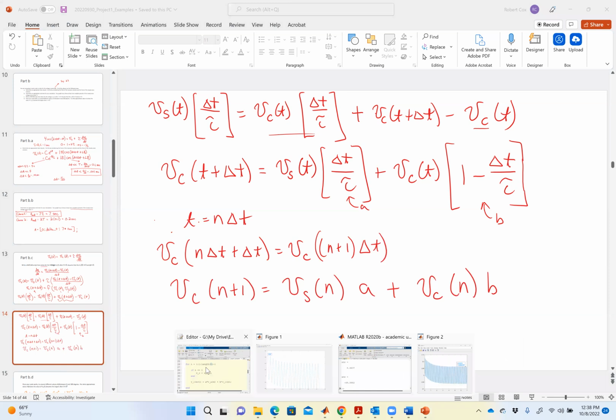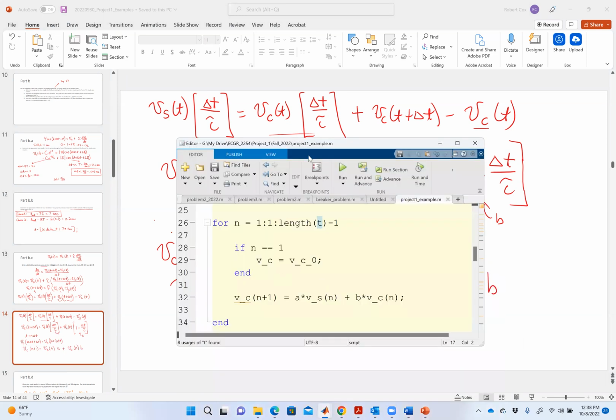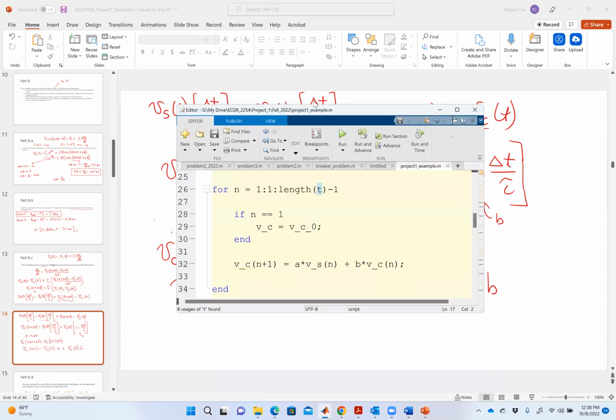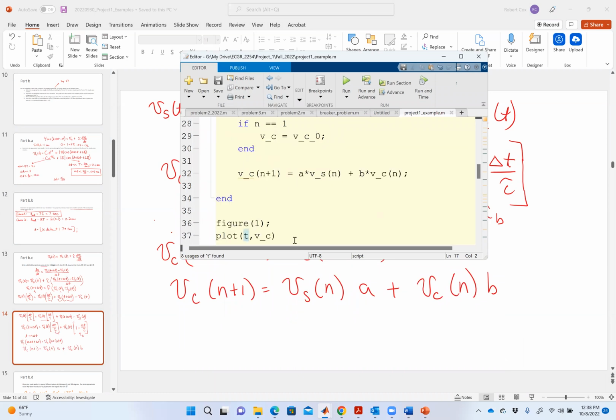And I have my script do that for me here. That's what my script is doing. Let's put that on top. V sub c of n plus 1 equals A times V sub s plus B times V sub c. I run that, and I'm going to make a graph.